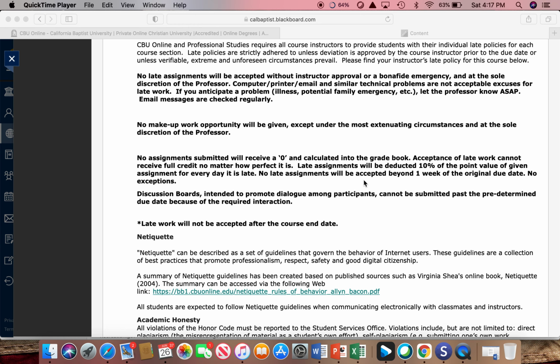The only caveat is discussion boards. Discussion boards are interaction with your colleagues, so if you were to submit late work, it wouldn't make sense because there would be no interaction. That's why there is no late work accepted when it comes to discussion boards. But at the end of the day, just communicate. If you have an emergency, let me know. We will be able to work through any problem as long as you communicate. Communication is the key. There's very little we can do if you're not communicating.